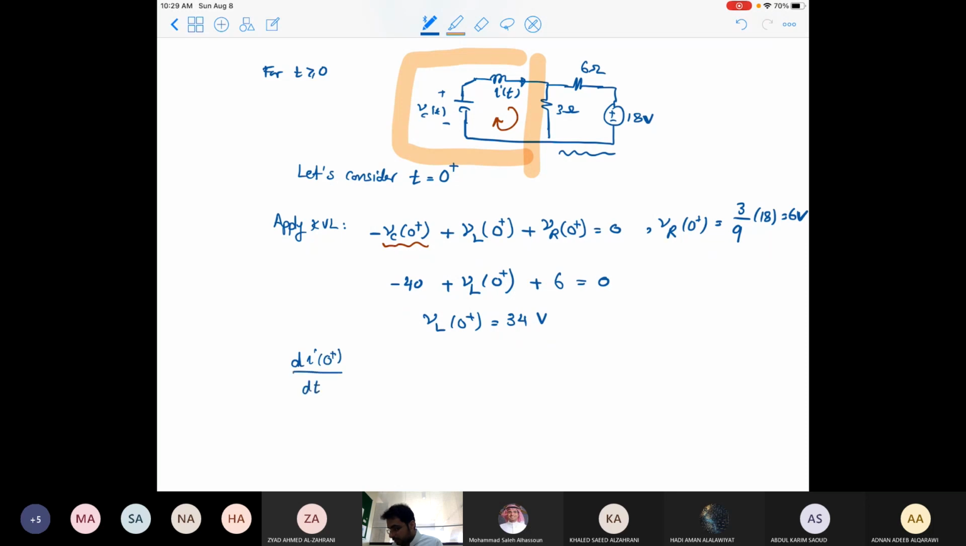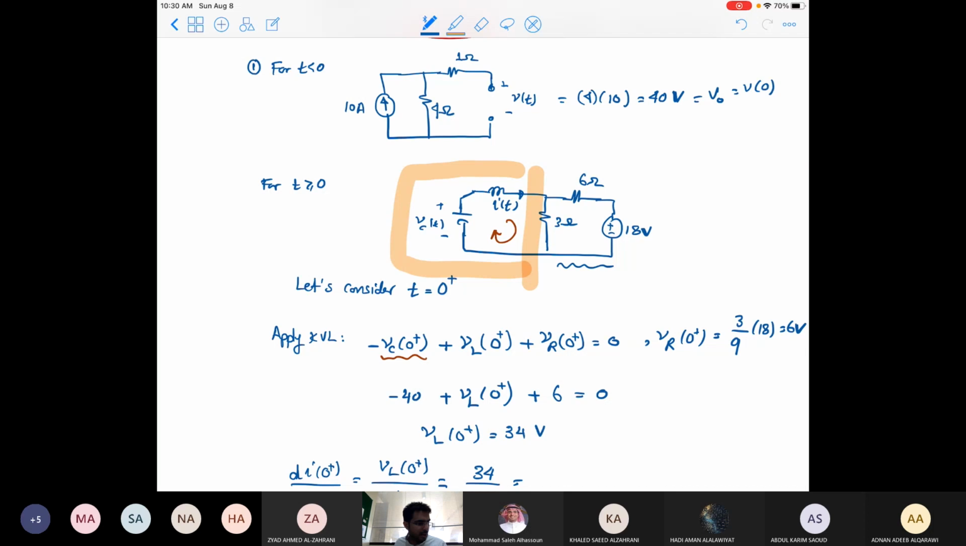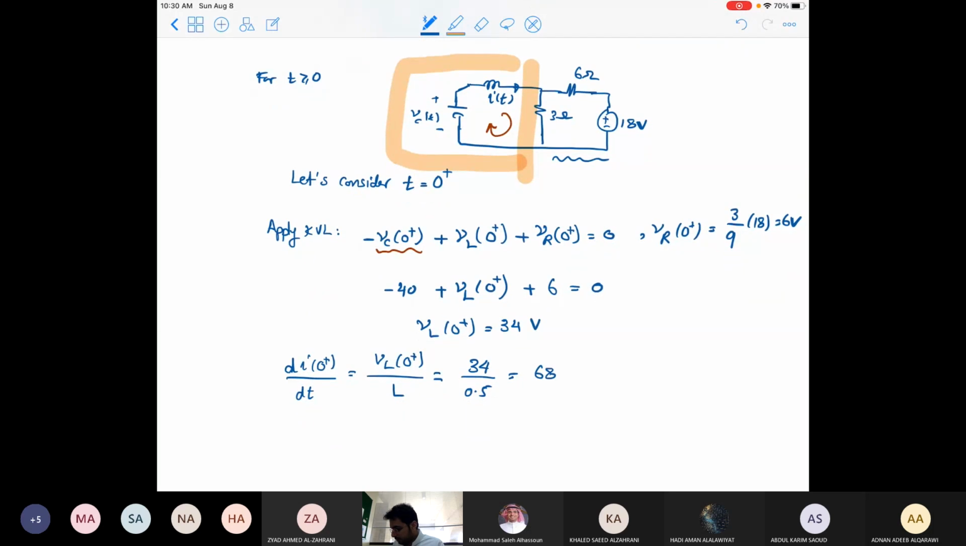Now remember, our goal was to find di(0)/dt, which happens to be the voltage across the inductor divided by the inductance, which in this case is half. So 34 divided by half. And this is going to give you 68, and it's going to be amperes per second.